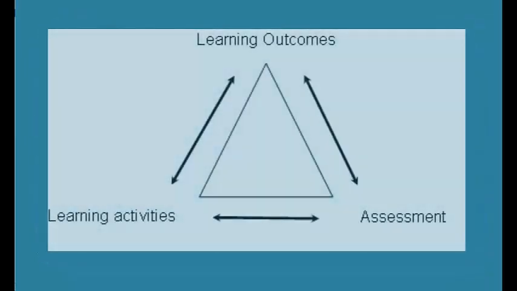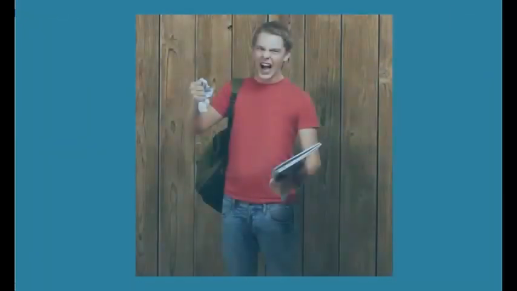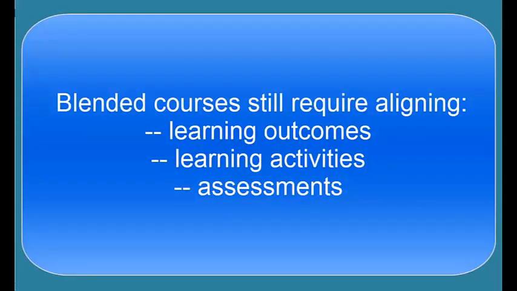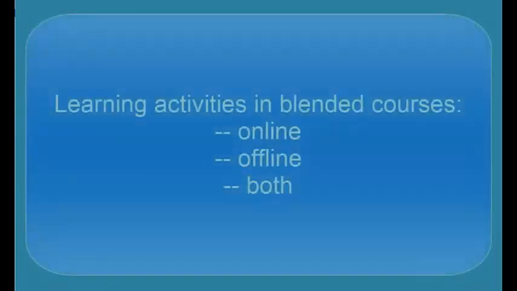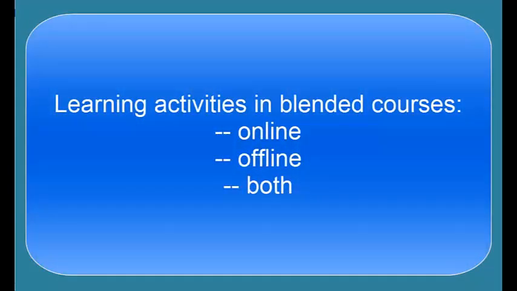Obviously, learning outcomes, learning activities, and assessments have to be aligned or congruent for a course to be successful. If they're not, then you'll end up expecting your students to learn X, they will actually learn Y, and you'll be assessing them for Z. Neither you nor your students will end up very happy. In a blended learning environment, you still need to align learning outcomes, learning activities, and assessments. But doing so is a bit more challenging because the learning activities can take place online or offline or both.